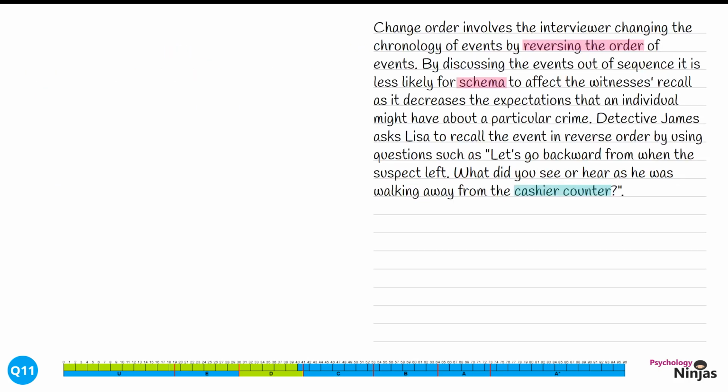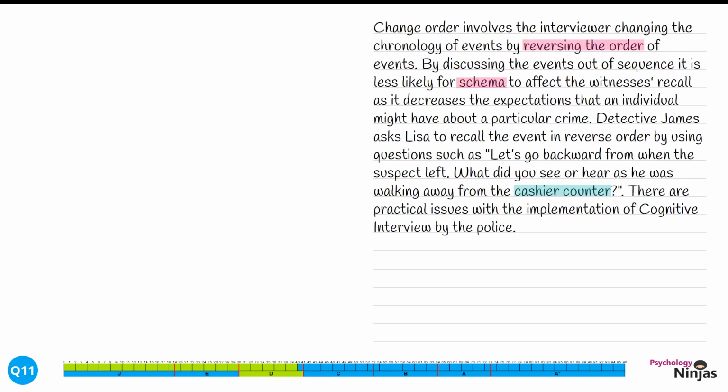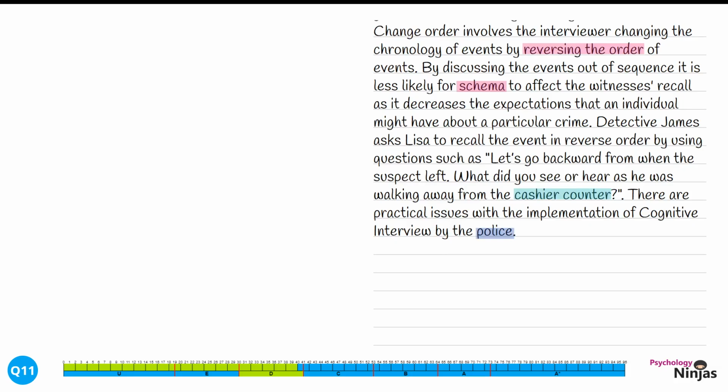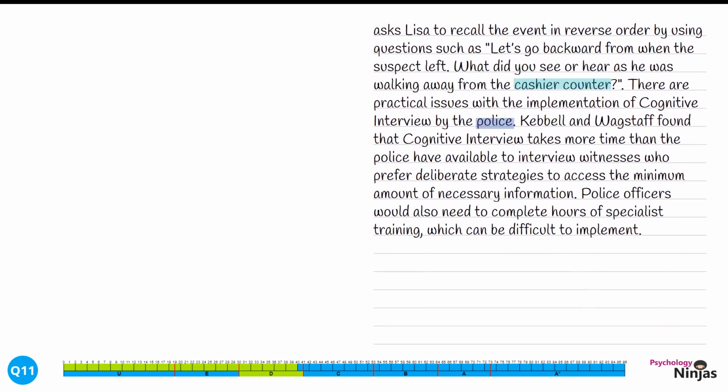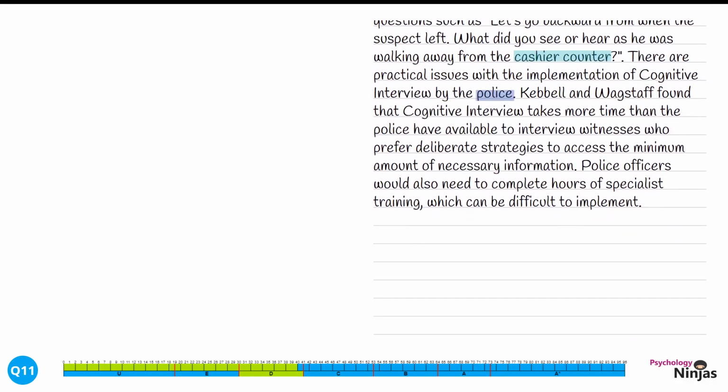We're then going to evaluate once again. There are practical issues with the implementation of the cognitive interview by the police. In our point here, we've acknowledged that it's the police who are likely to use this particular technique in memory. For our explain, we're going to develop some practical issues. Kebbel and Wagstaff found that the cognitive interview takes more time than the police have available to interview witnesses who prefer deliberate strategies to access the minimum amount of necessary information.